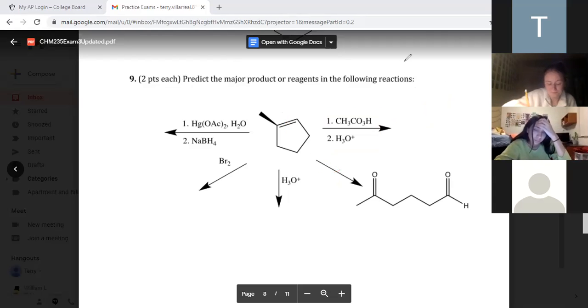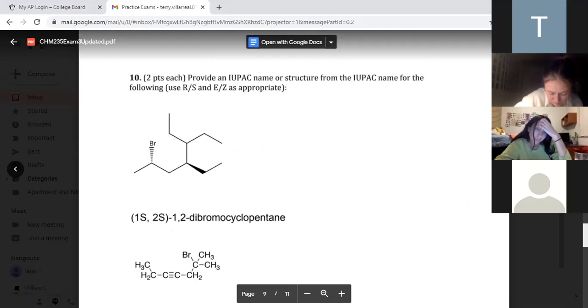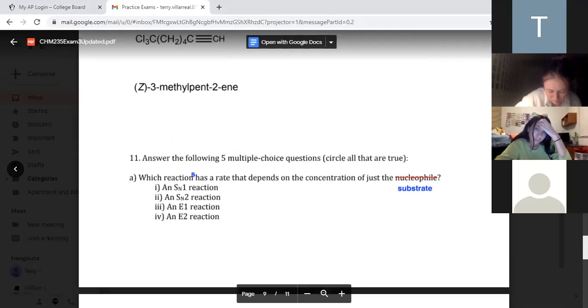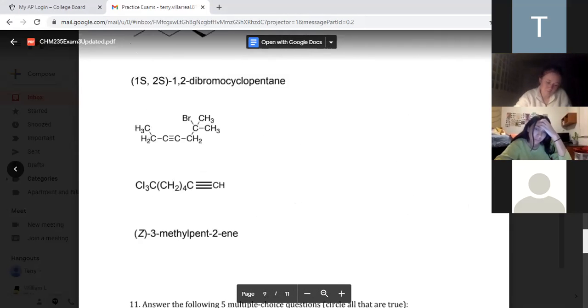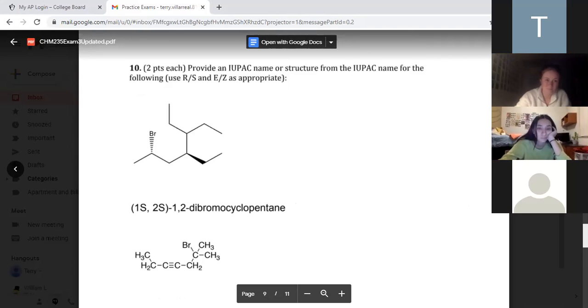All right. Okay, provide an IUPAC name or structure from the IUPAC name for the following, and then where are we going with this? Let's get past the IUPAC names for right now. We can work on these a little bit later because I think you guys are pretty okay with IUPAC names, right? Real quick, what are the things you need to watch out for? And your professor even gave you in the description of the problem. Chiral centers. You need to watch out for chiral centers.